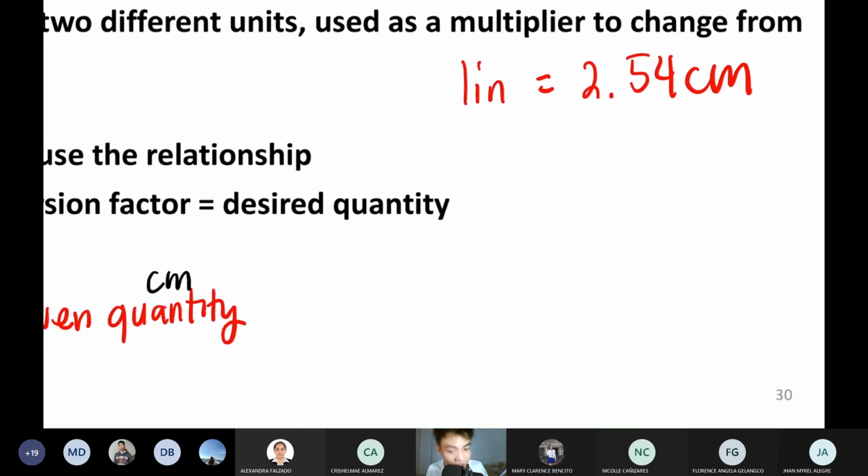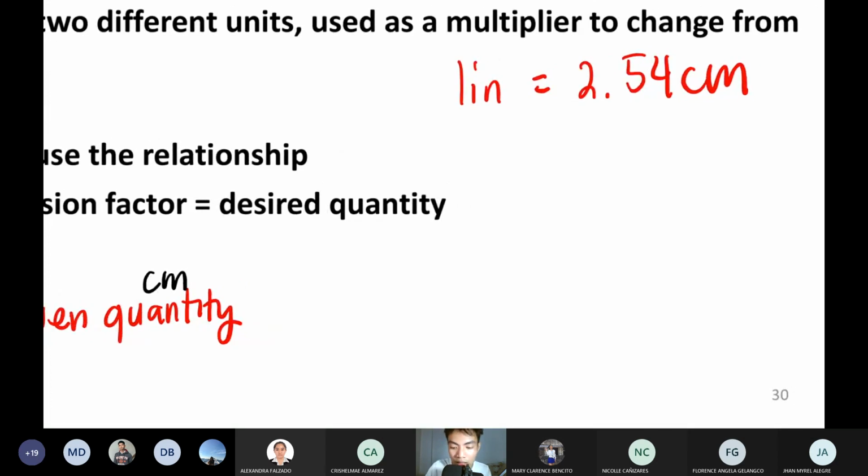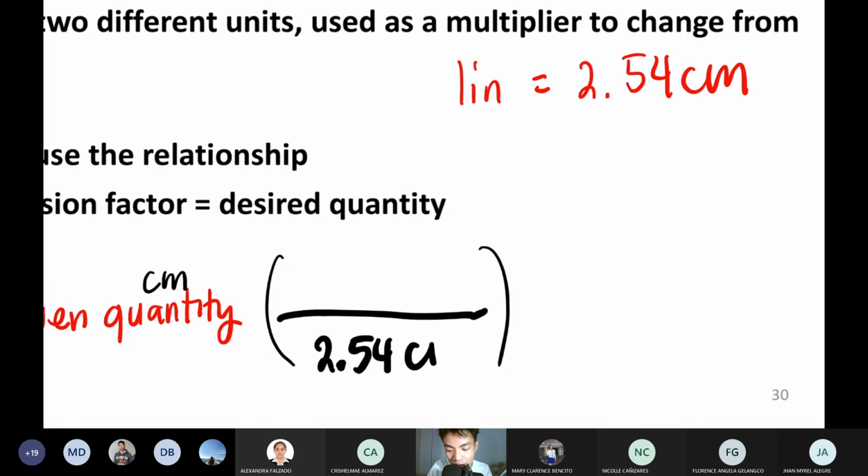Tapos gusto mo siya gawing inches, yun yung desired quantity nyo. Ano gagawin mo sa conversion factor? Gagawin mo siyang fraction. You will convert this into a fraction. Sino yung nasa numerator? Sino yung nasa denominator? The unit to be placed in the denominator ay yung gusto mo i-cancel, yung given quantity. Kung ang given quantity mo ay cm, then yung 2.54 cm, yun yung nasa denominator. Ano purpose? Para mag-cancel. Okay. Tapos, yung natirang conversion, yung nasa taas. Okay? So, ganun.